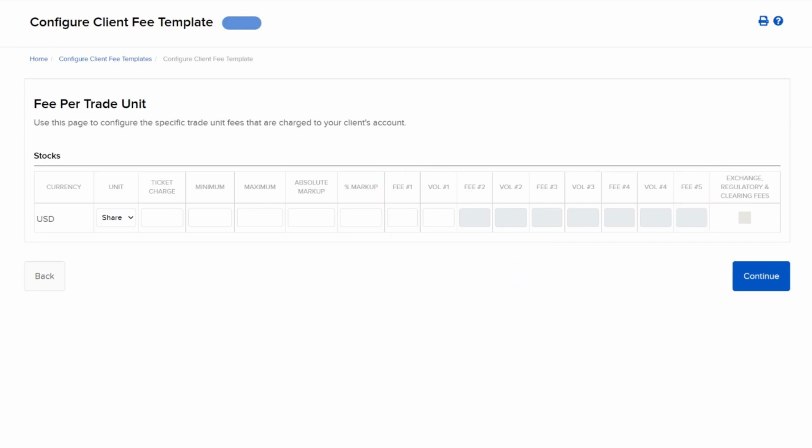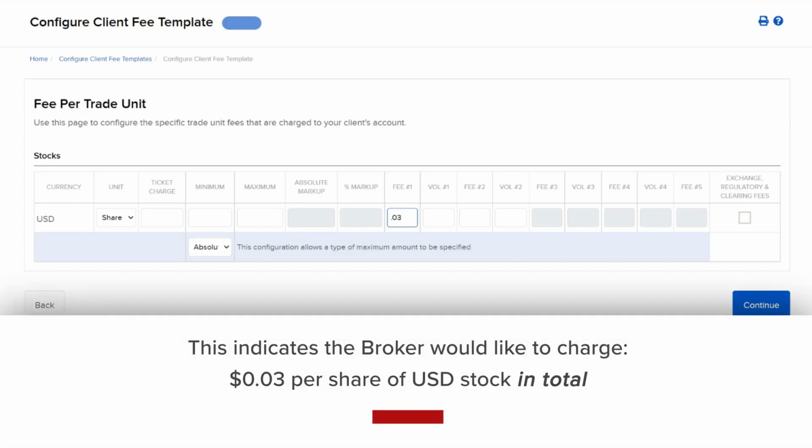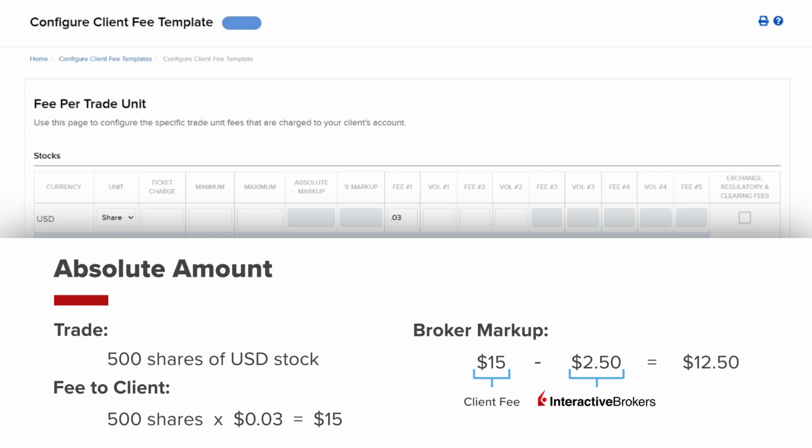For example, a broker enters 0.03 into the fee number 1 section for US dollar stocks. This indicates the broker would like to charge the client a total of 3 cents per share. When the client places a trade for 500 shares of a US dollar stock, the client will be charged $15, equal to 500 shares times 3 cents. Of the $15, $2.50 would be paid to IBKR for commissions, and the broker would make $15 less $2.50 equals $12.50.